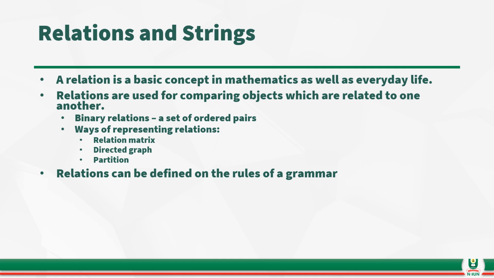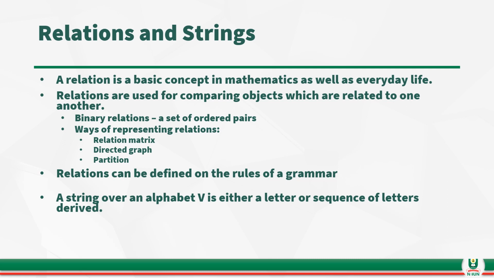We can represent it as a relation matrix. We can also represent it as a directed graph, where structures like the finite automata will come in. We can also represent it as partitions. So relations can be defined on the rules of the grammar.